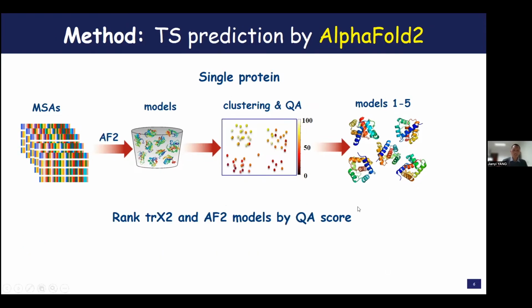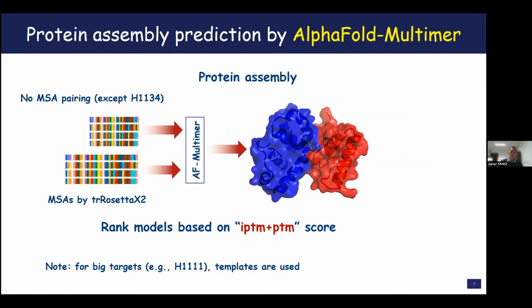In case the TR-zeta X2 score is low for the models, we also try AlphaFold 2 to predict the models. Then we compare the models from both approaches and rank them by the QA score to submit the better one. So this is the pipeline for the monomer prediction.